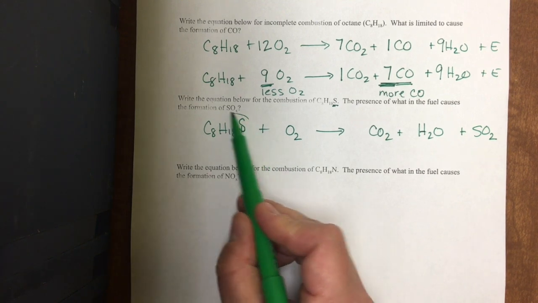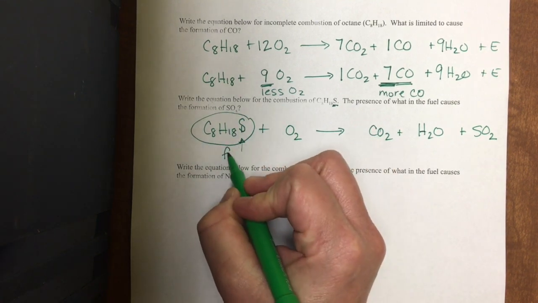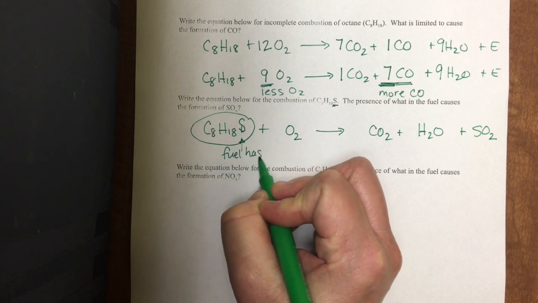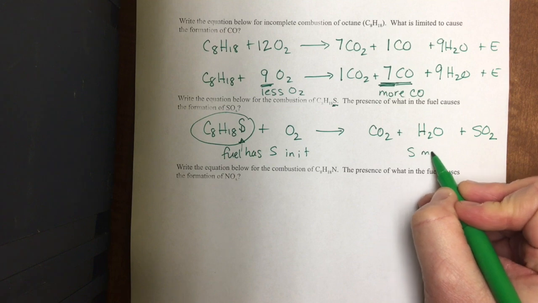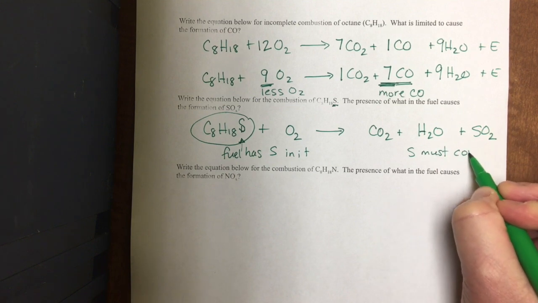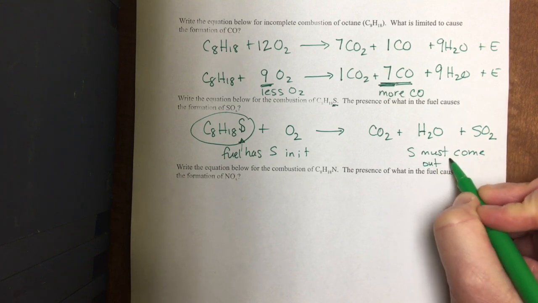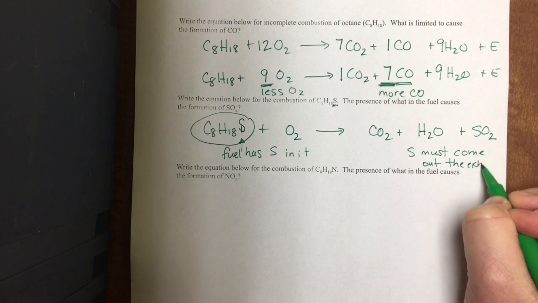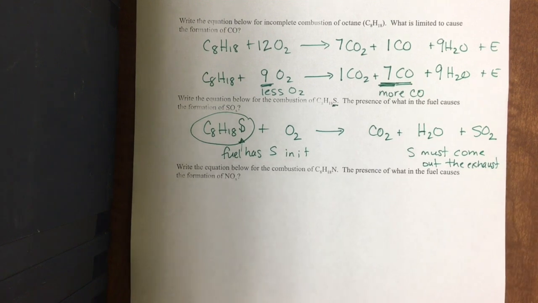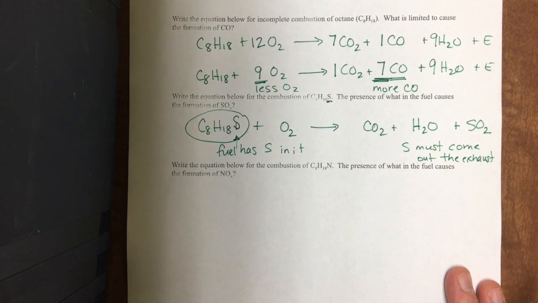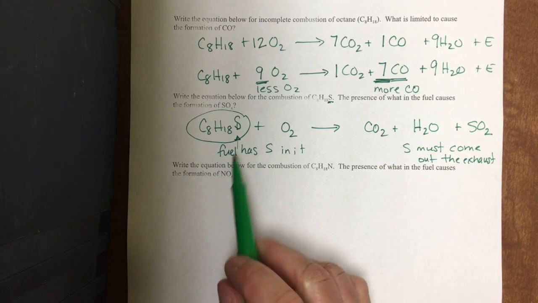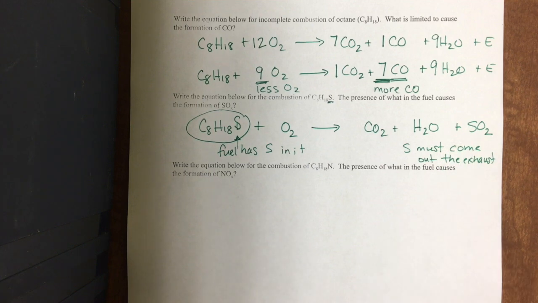But the big idea is if my fuel has some sulfur in it, then sulfur must come out the exhaust. Typically it's going to be in a gaseous form. Whatever we put in has to come out. Law of conservation of matter. So if I use a fuel with more sulfur in it, I'm going to have more sulfur oxides.